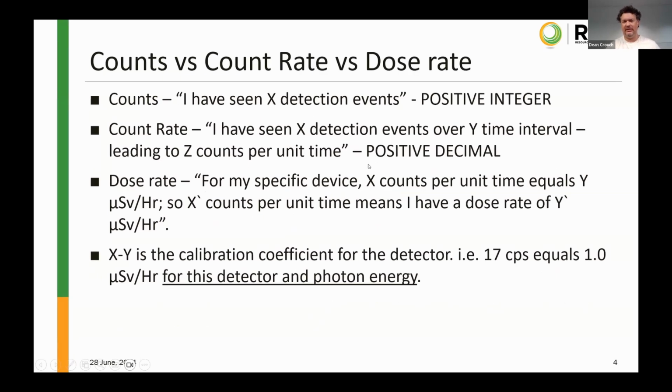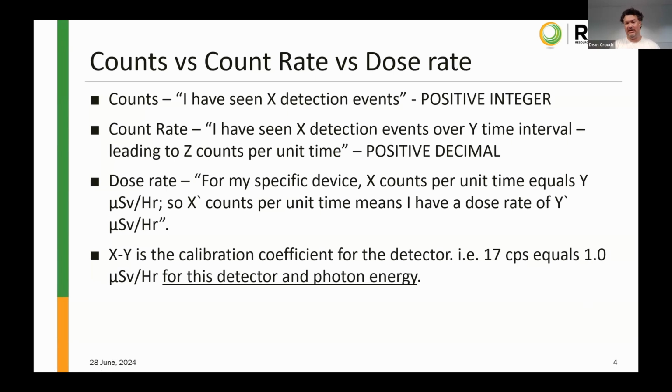So we've got counts, count rate, and dose rate. I have seen that these terms are used interchangeably. They are very, very specific things. Counts would be: I've seen X detection events. It doesn't matter what the time was. I heard it go click 12 times. I heard it go click 100 times. I should also state that your counts can only be positive integers. You don't get 0.5 of an event, and you can't have negative.